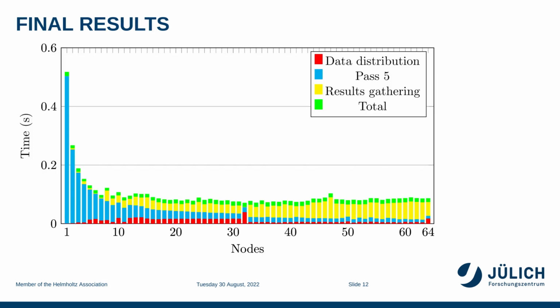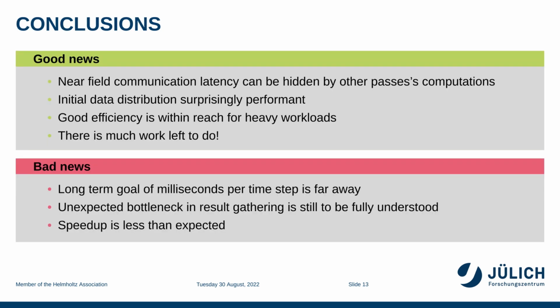We proceeded accordingly with the other ideas and reduced the redundant communication and computation. Significant speedup was expected from this, but it just wasn't there. Despite not getting the desired results, there is some good news. The communication latency for the near field can be hidden by the far field computation. The initial data distribution is surprisingly performant.